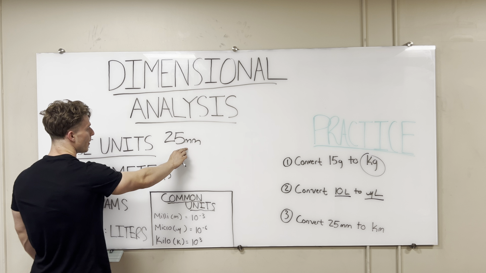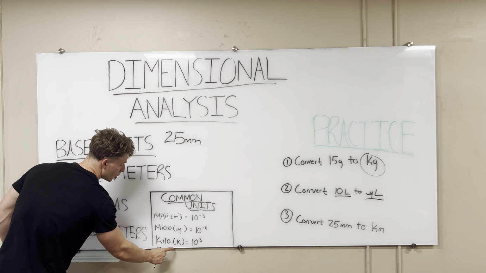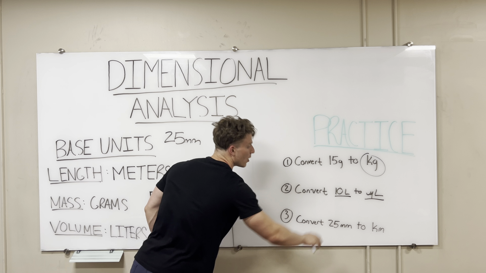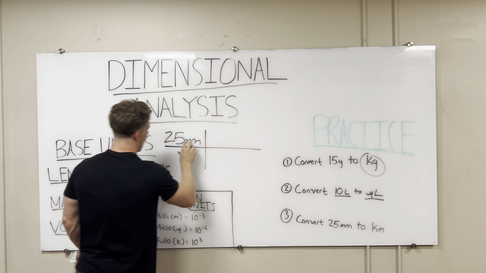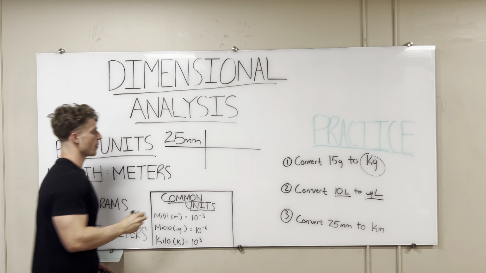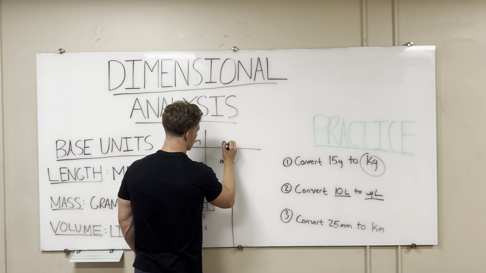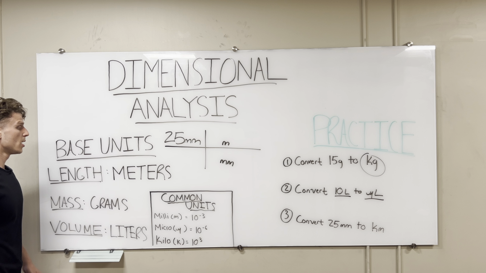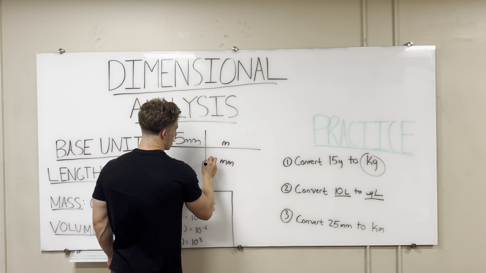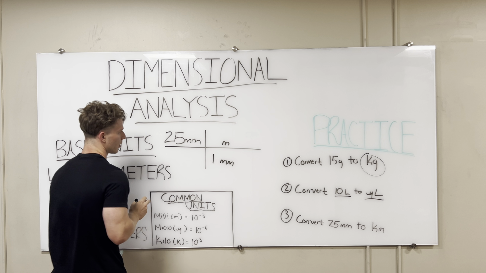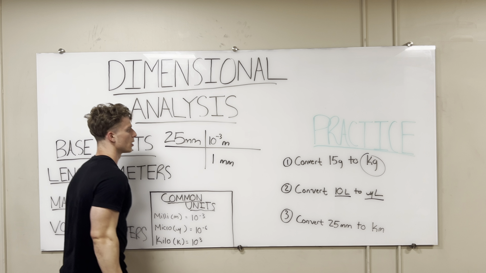So I want to go from millimeters to meters to get to my base unit. Once I'm there, I can then use kilo and get to kilometers. So I want to get rid of millimeters, so I know that millimeters needs to be on the bottom and meters needs to be on top, okay? So I know that millimeters is 10 to the negative third. So for every 1 millimeter, it is 10 to the negative third meters, okay?